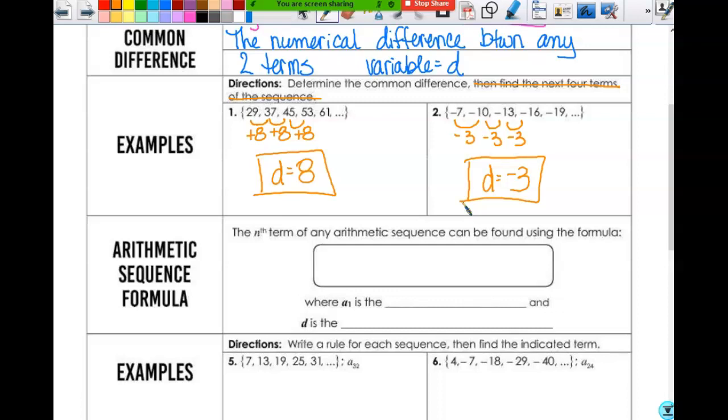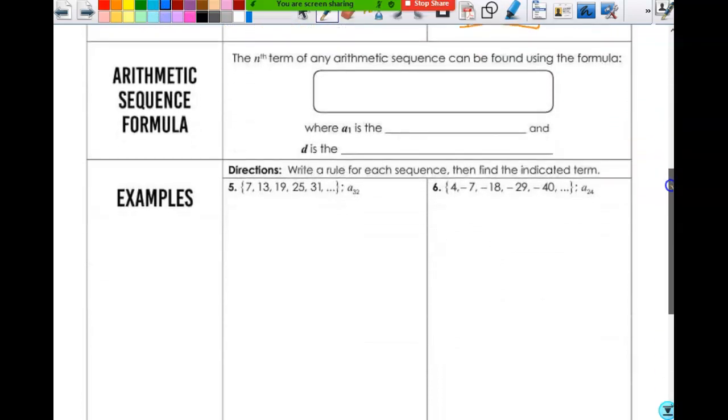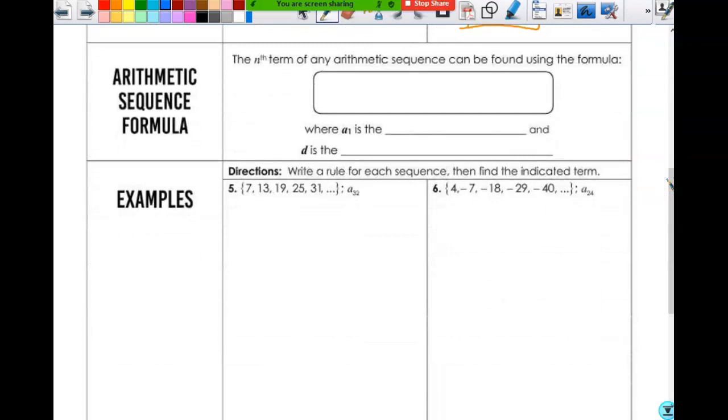All right, so I'm going to give you a rule for this instead of you having to try to determine, am I doubling it? Am I subtracting 2? What am I doing here? Here's your arithmetic sequence formula. The nth term of any arithmetic sequence can be found using this: a sub n equals the difference times n minus 1 plus a sub 1. That's it. A sub 1 is the first term. We already know that. And d is the common difference.